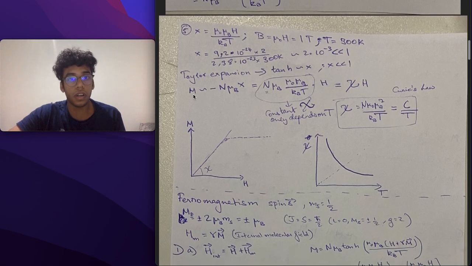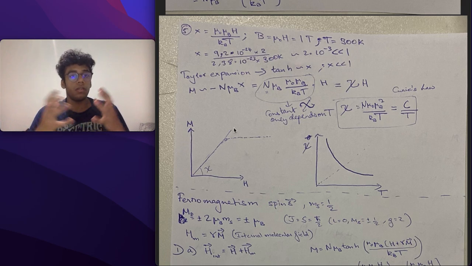So your magnetization is approximated to n mu_B x, and your n mu_0 mu_B by k_B T, it is a constant. All these terms are constant for a given system that you're studying, and only your H can be changed, right? So basically that gives you your susceptibility.